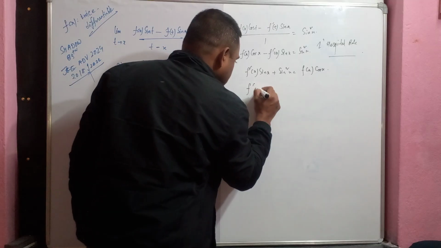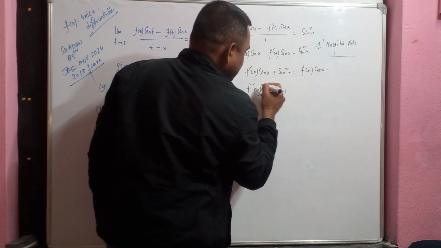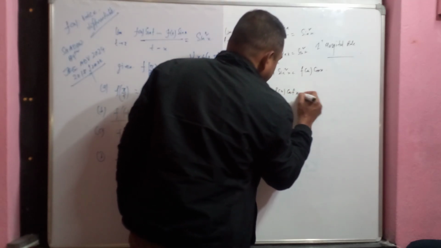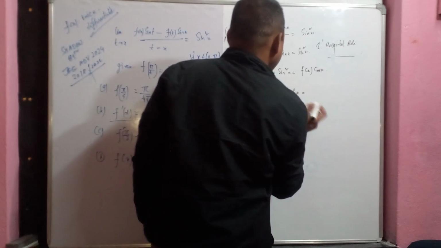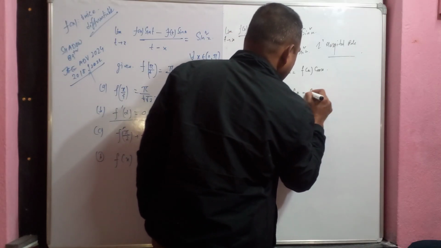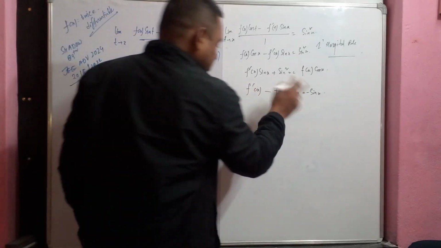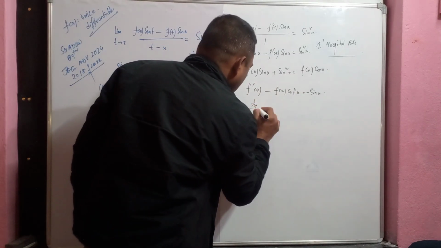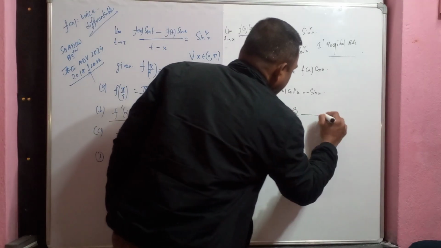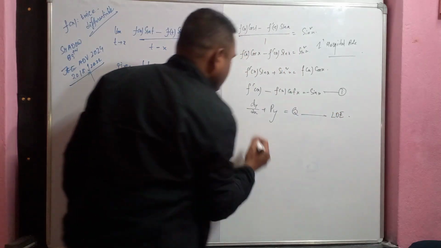Now f'(x) minus f(x) cos x by sin x, that is cot x, is equal to sin square minus sin x. Dividing both sides by sin x and changing the sign, this is in the form dy/dx plus Py. Now you can do this. This is an LDE, linear differential equation.